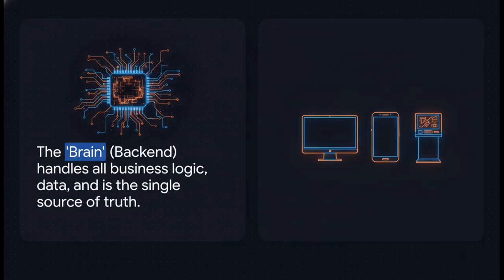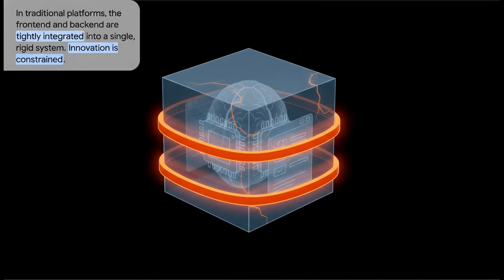To make this really click, let's use a simple analogy. Think of your back-end commerce platform as the brain. It's the central nervous system of your business, right? It's handling all the critical stuff: inventory, pricing, customer data, orders. It is the single source of truth. The front end, the head, is more like the body. It's how customers actually see and interact with you, whether that's on a website, a mobile app, or maybe even an in-store kiosk.